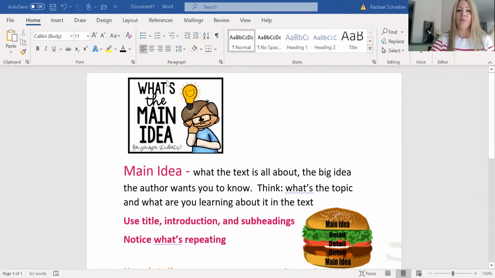And you should already know that when you retell a nonfiction text, you include main idea and key details. But just in case you are behind the eight ball, we are going to review just a little bit. So when you're asked what's the main idea, you should be thinking, what is the text all about? Main ideas are the big ideas that the author wants you to know, and you need to think, what's the topic of my book, and then what is the author teaching me about that topic in the book? You can sum up the whole book in one sentence. It's the topic and what you're learning about the topic.